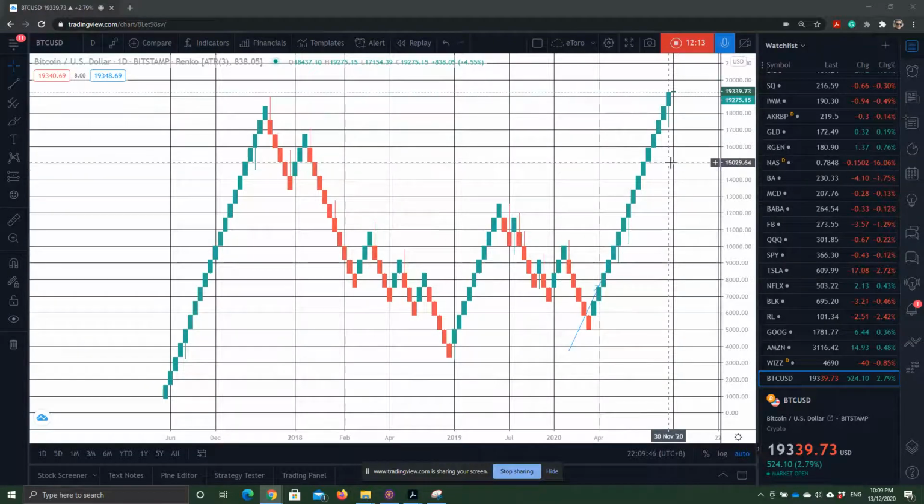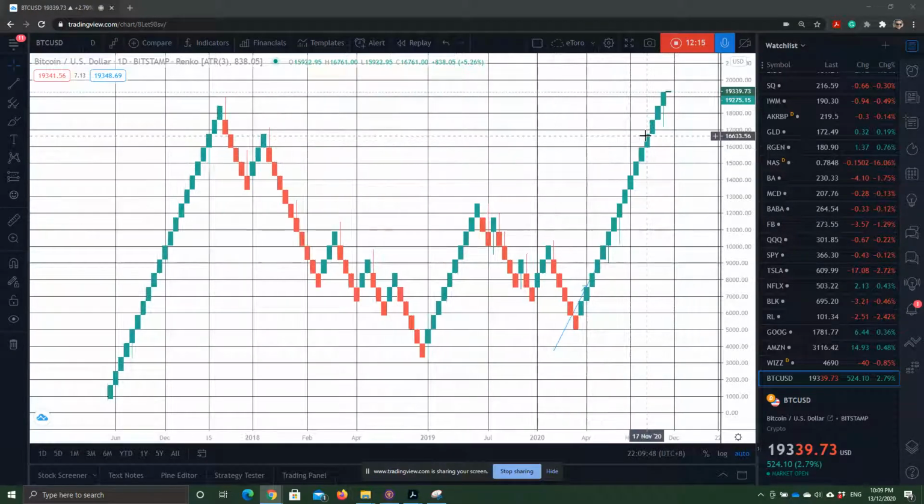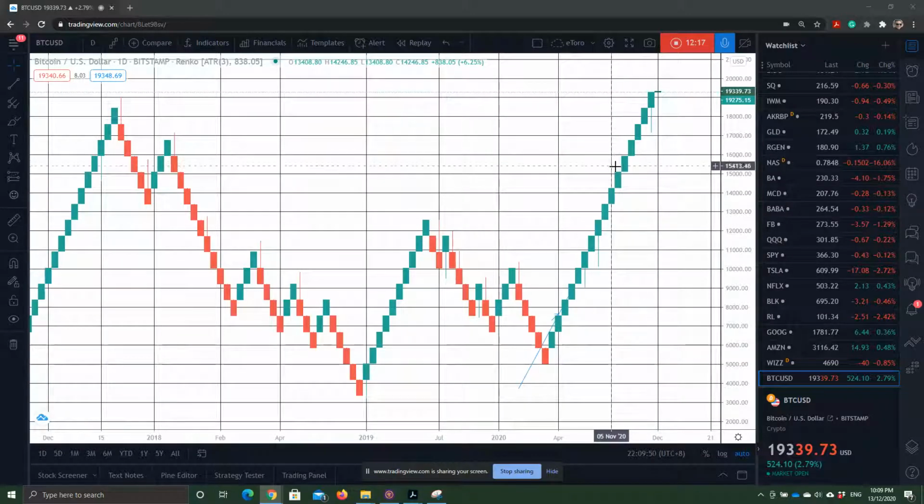Renko chart has brick size, the bricks. A new brick is created when the price moves a specific price amount. So there are two ways to calculate the brick size. The traditional way and ATR way.